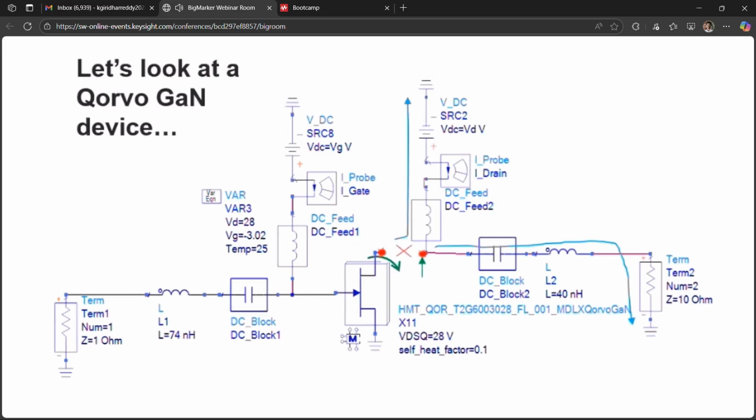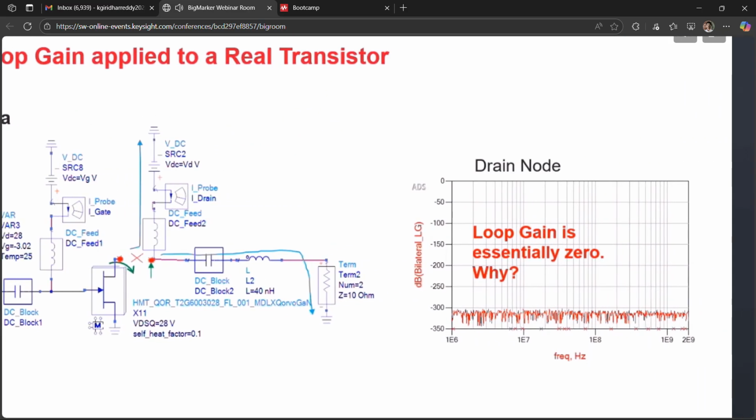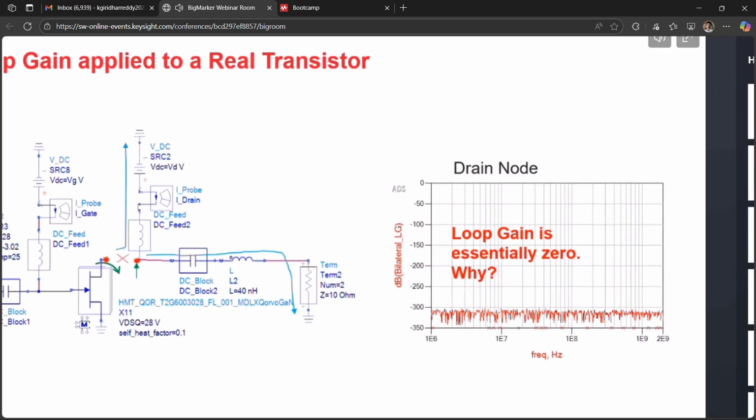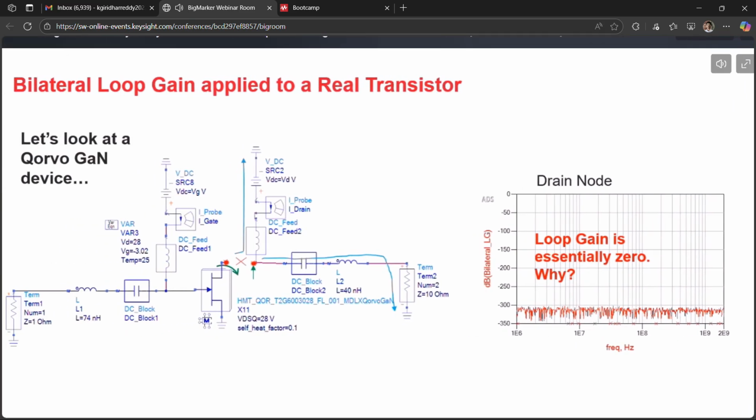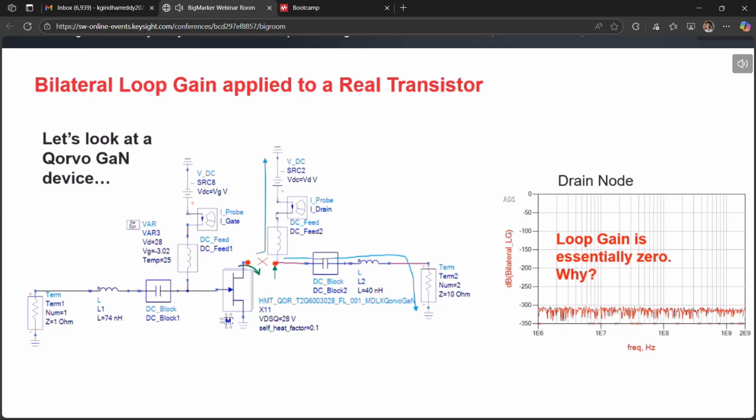This is something that designers do all the time. They make kind of a mistake here. So the question is why? Why is there no loop gain here? And the reason is because if you trace the signal paths, there's really nowhere for the signal to come back.